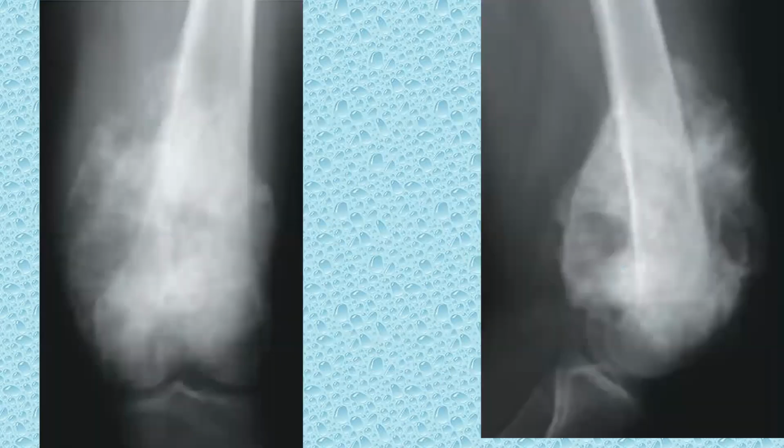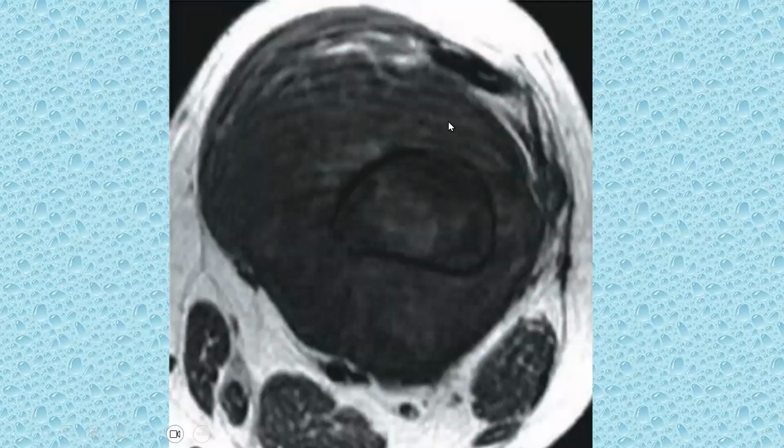You see over here, I want to show you. The lesion is located in the metaphysis. You see there's an elevation of the periosteum here, and therefore this is a Codman's triangle. There's a soft tissue mass. It is blastic mainly. There are some lytic areas, but mainly blastic. This is an MRI showing you the soft tissue content.